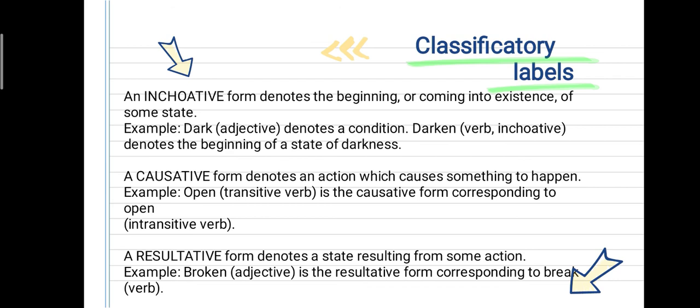Third, a resultative form. A resultative form denotes a state resulting from some action. For example, broken as an adjective is the resultative form corresponding to break as an intransitive verb. The state of being broken results from the action of breaking.